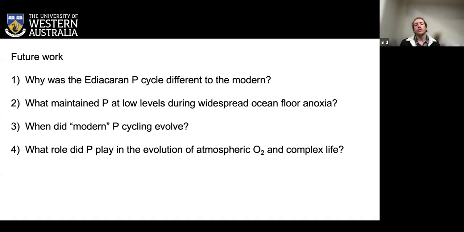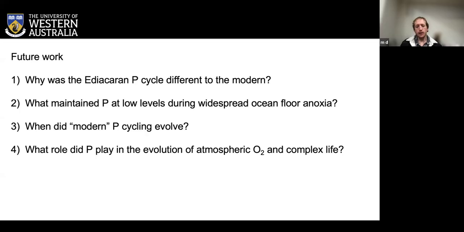And just touching on what's really interesting to me, and I think a lot of others in the community, which is why was the Ediacaran phosphorus cycle different to the modern? What could have maintained phosphorus at these low levels when the oceans were largely anoxic? When did modern phosphorus cycling evolve? That's really interesting if we want to get a whole understanding of how we transitioned from this low oxygen world to the modern oxygen level world we live in today.